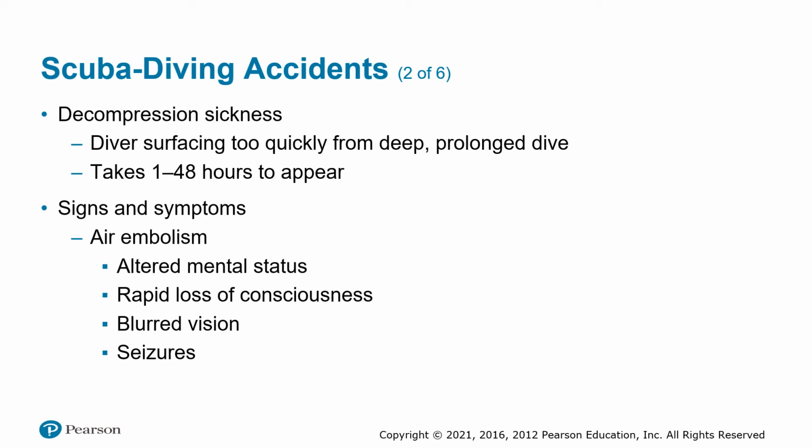Signs and symptoms include an arterial embolus, altered mental status, rapid loss of consciousness, and blurred vision with seizures. Occasionally, what's happening is your body is going into what's called nitrogen narcosis, and there's too much nitrogen in your body. So all these nitrogen bubbles start to surface.